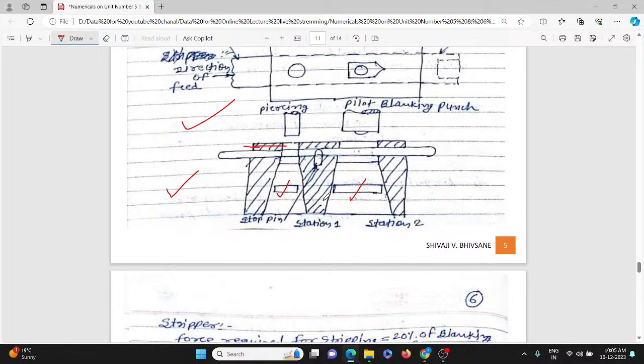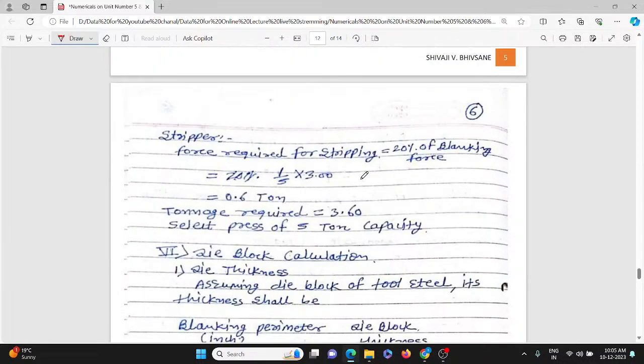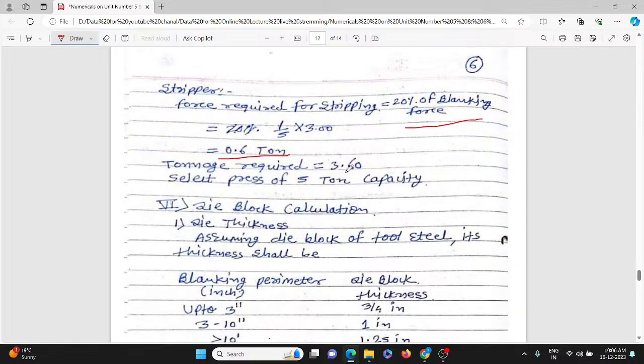So to avoid this, the striper should exert pressure, should exert force on the strip, and that particular force will be calculated. That is the striper force, the force required for the striping. It is 20% of the blanking force. Again it is a standard formula, from which you can calculate, and it equals 0.6 tons. So the tonnage required is 3.60, so from that you can select the capacity on the higher side, that is 5 tons capacity.